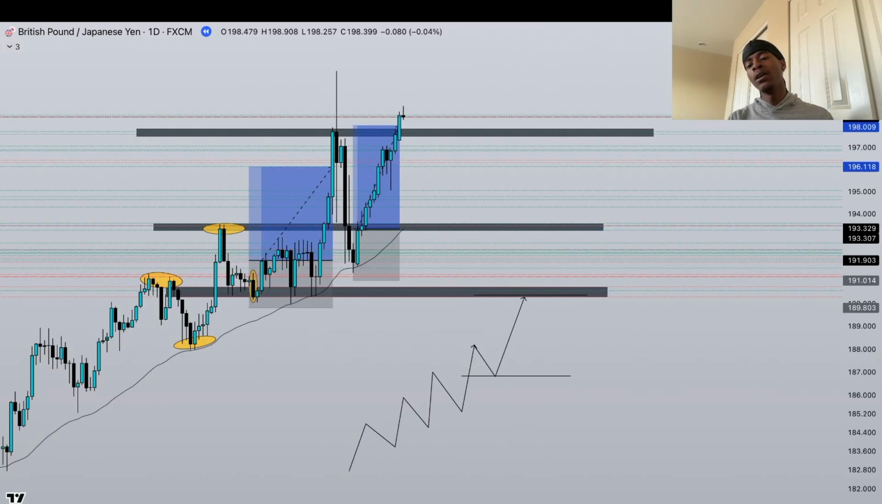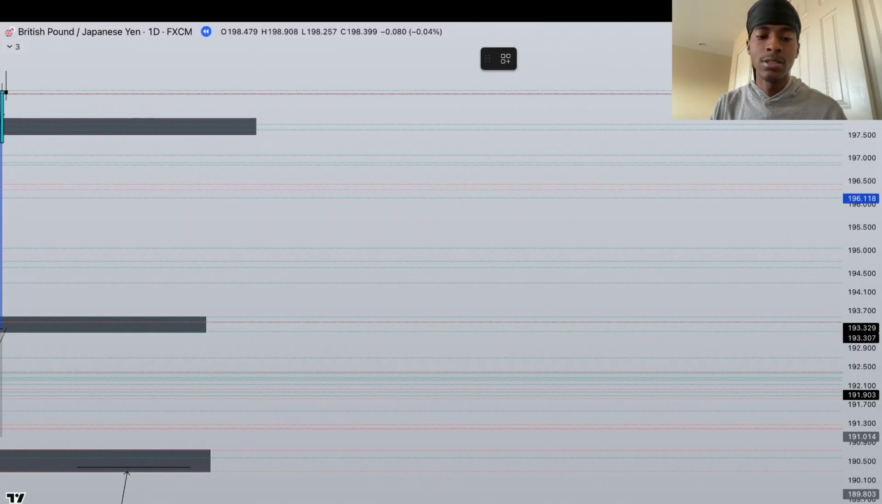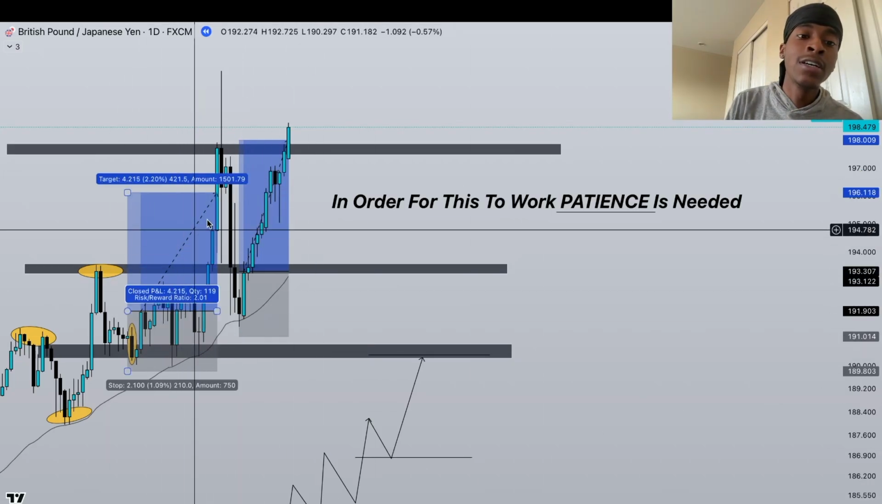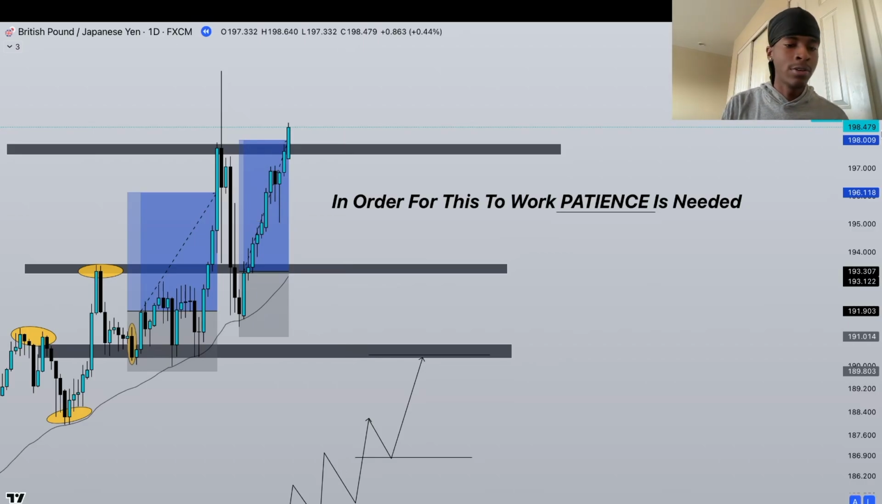I damn near forgot this part, and this is one of the most important things. In order for this to work, patience is needed. Patience is the number one key. Let's say we're fishing. This might be your fishing hook. Obviously, your trading strategy, whatever you're doing to catch the fish, is your hook. Patience is like the bait on the hook. It's that bait.